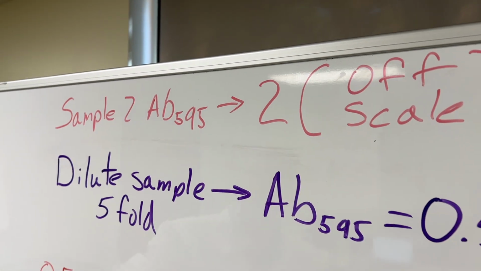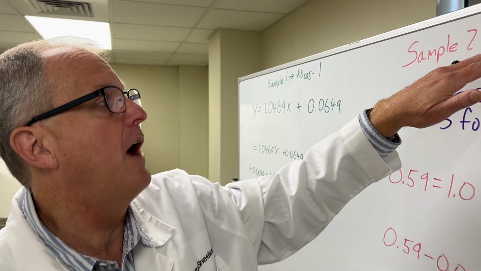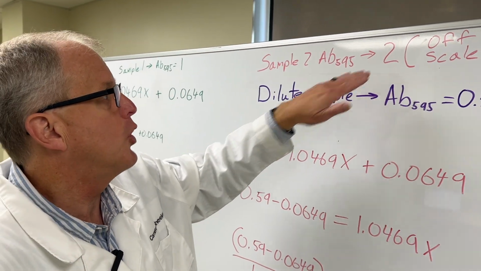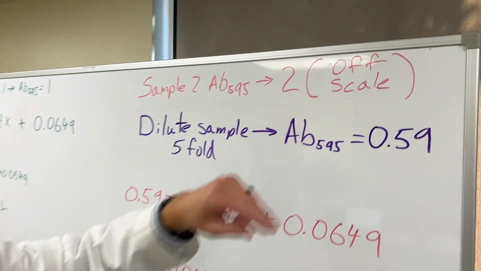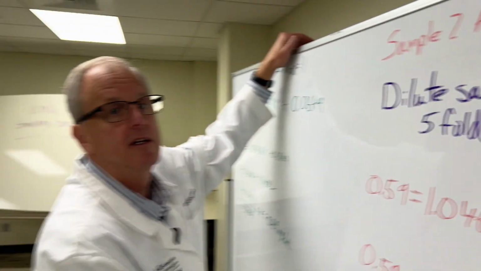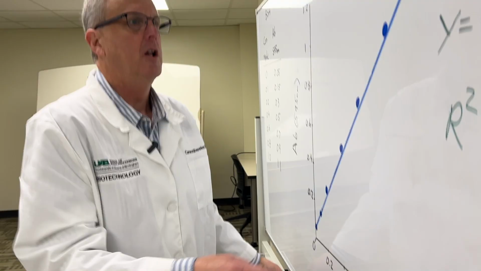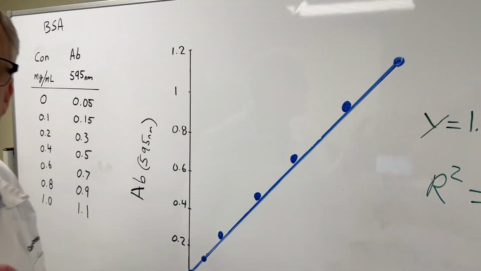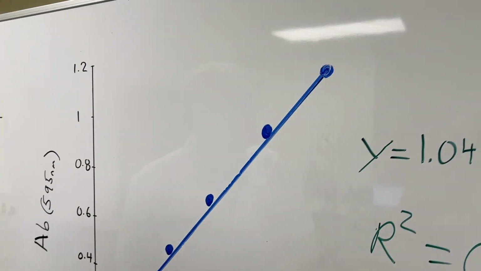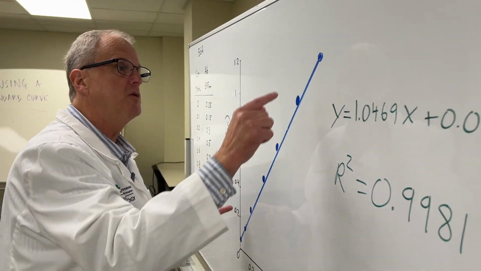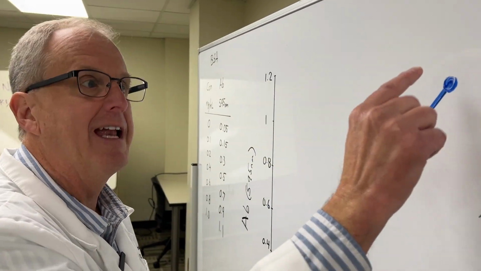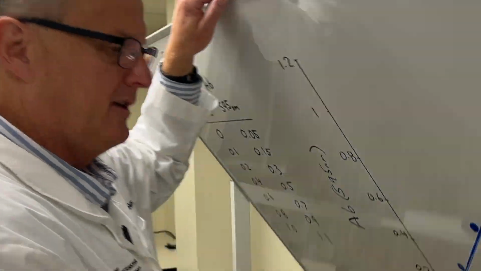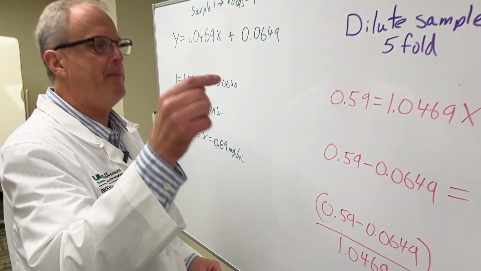Now let's go on to sample number 2, shall we? Sample number 2, I get an absorption at 595 of 2. Uh-oh, it's off scale. What do I mean by this? Let's flip this again. Look at our maximal absorption right here. It was 1.1, and I just said sample 2 was 2, which means we are off scale. To use a standard curve, you must use the parameters of that curve. Anything outside it, you will dilute. So we're gonna dilute it to bring it back on scale.